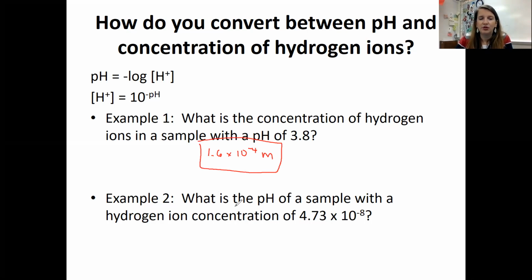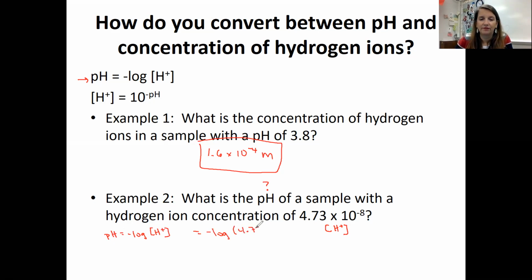So when we look at example 2 here, it's asking us to find the pH, and it's giving us our hydrogen ion concentration. So that means we're going to use this first formula here, because to find pH, we need to do our negative log of our hydrogen ion concentration. So we would find negative log of 4.73 times 10 to the negative 8. So again, I'm going to stop sharing this one, and I'm going to switch to my hover cam so I can show you how this looks on the calculator.